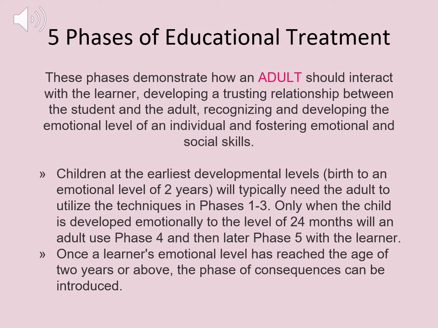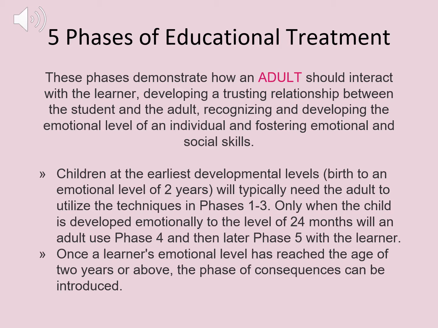The phases of educational treatment demonstrate how an adult should interact with the learner. This also discusses how to develop the trusting relationship between the student and the adult. Only after trust has been established can the adult be an effective role model and educator for those individuals with multiple special needs. During this process, we'll also recognize and develop the emotional level of the individual and foster emotional and social skills.